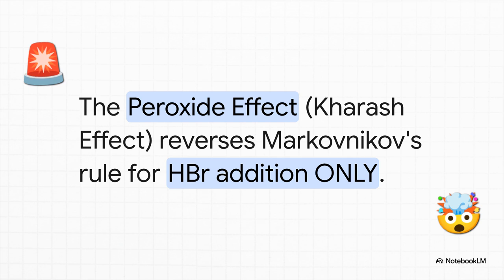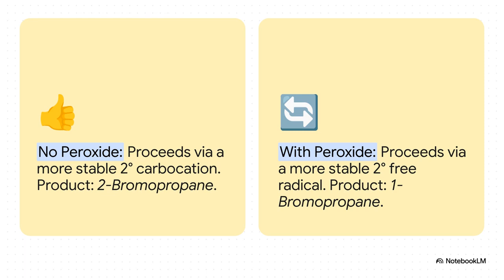But, and listen up, because this is absolutely crucial, this exception applies only to the addition of HBr, not HCl, not HI, only HBr. Got it? This slide just lays it all out, crystal clear. Look at the left. No peroxide. You follow Markovnikov's rule, you get that more stable secondary carbocation, and boom, your product is 2-bromopropane.